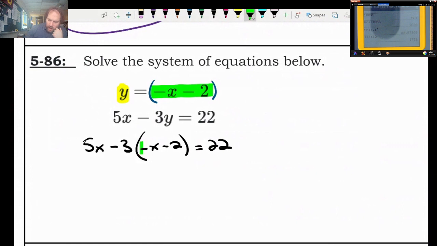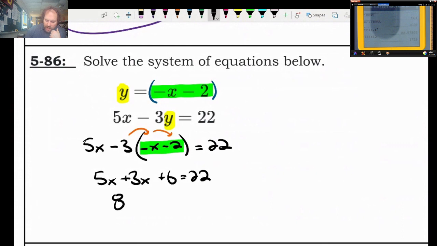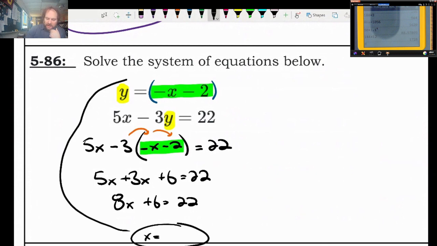Again, y is negative x minus 2, so we can replace it in the bottom equation. Just be careful when you're doing the distribution here, because you have a negative 3 times a negative x, which makes it plus 3x, and a negative 3 times a negative 2, which makes it plus 6, equals 22. This is going to give you 8x plus 6 equals 22, and here's where I'm going to drop you off. You need to solve for x, and when you've got an answer, take that answer and plug it back in up there and solve for y.